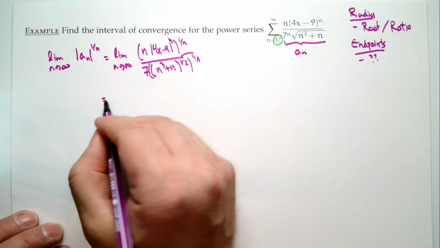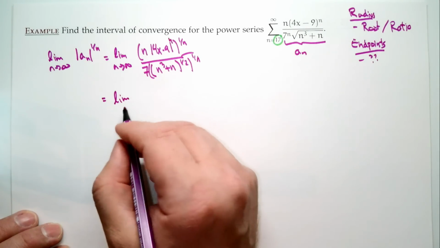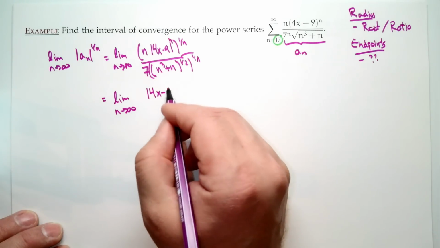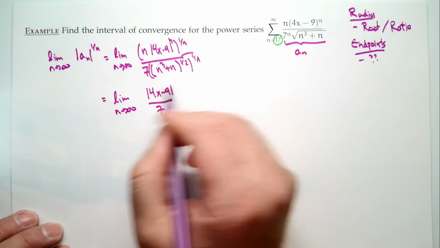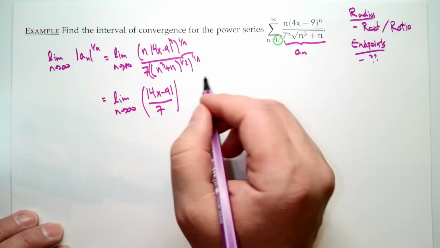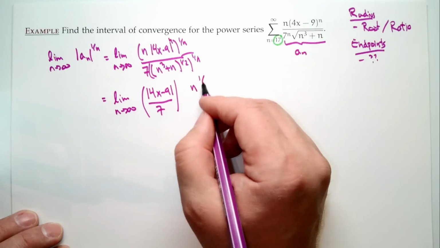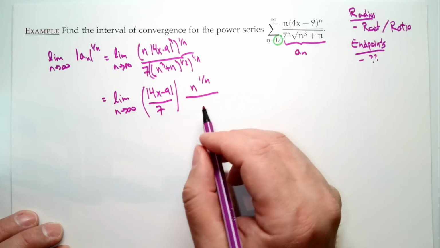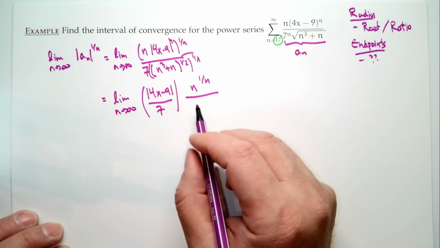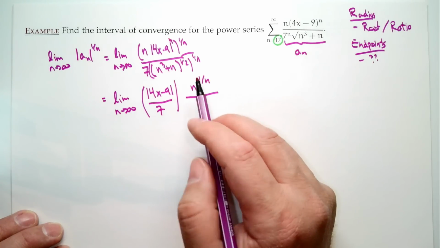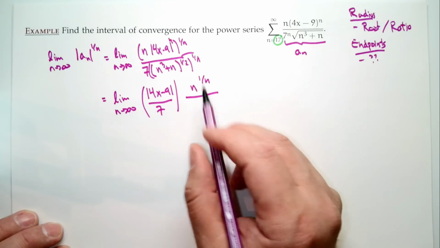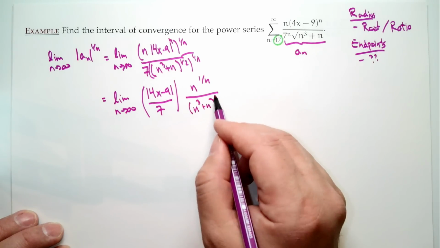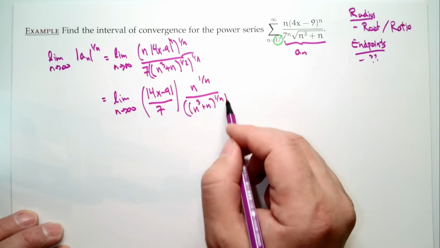That's getting kind of messy. Let's clean that up. So this is the limit as n goes to infinity. First off, the absolute value of 4x minus 9 and 7, that's just going to be the absolute value of 4x minus 9 over 7. Then I have this other stuff, n to the 1 over n. Then I have the stuff down here. Now, we have to think about this for a moment. And, well, what are some things you can do? You can interchange the order if you want. n cubed plus n to the 1 over n to the 1/2.